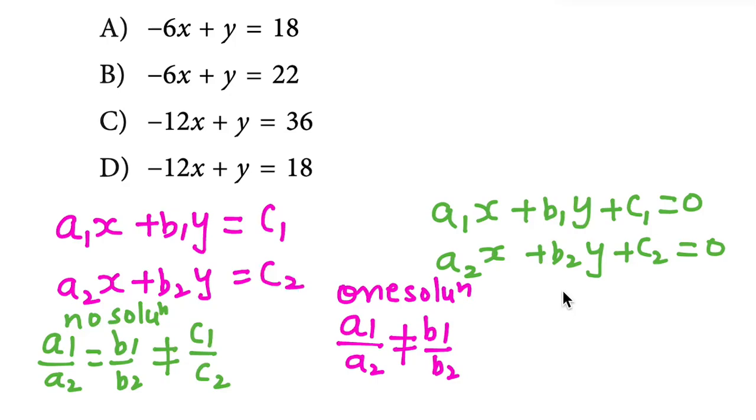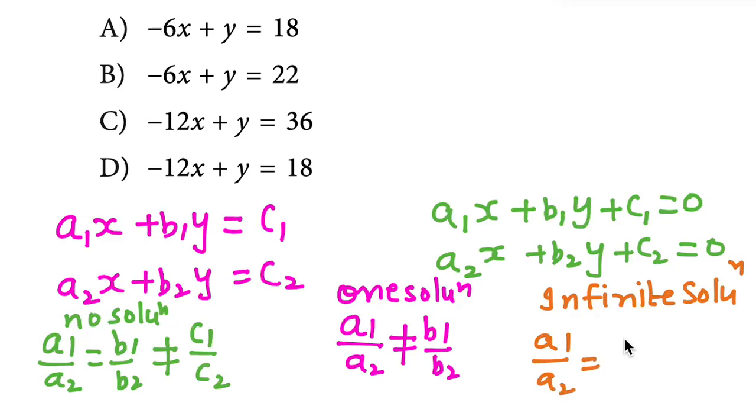But if it has infinite solutions, you can write it in your rule book, then all the three ratios are equal: a1 upon a2 is equal to b1 upon b2 is equal to c1 upon c2. So it's better to use this rule in this question.